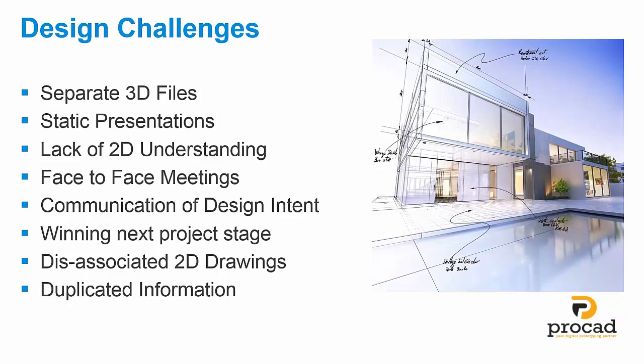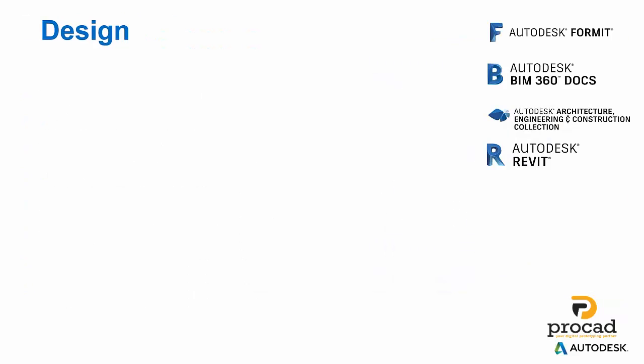So from an elevation to a section to a plan, they're completely separate drawings. If one thing changes, they all have to be updated. And then also, as a result of that process, we find duplicated information as well. So just looking at design.